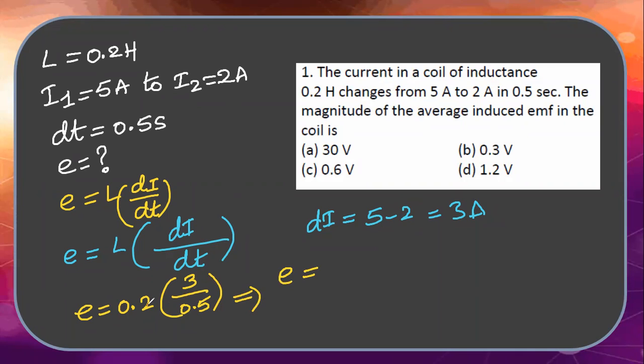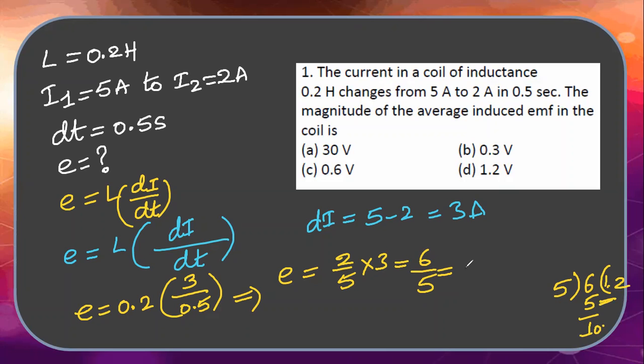Therefore, E is equal to 0.2 divided by 0.5, which is 2 by 5, into 3. That will be 6 divided by 5, which is 1.2. This will be equal to 1.2 volts. D option is correct, 1.2 volt. Next.